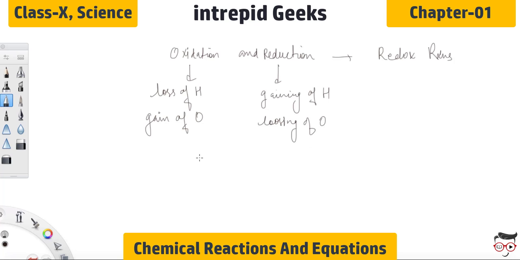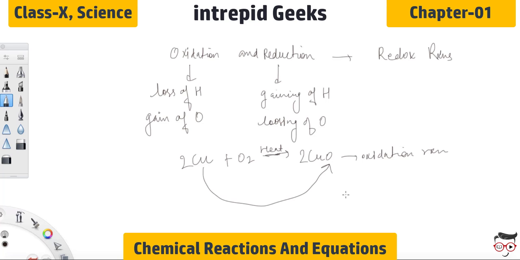For example, let's take a reaction: Cu, that is copper, reacting with oxygen forms copper oxide. Now if I try to balance it, it will become this. The reaction will take place in the presence of heat. So in this process, copper is getting oxygen. So this type of reaction is known as an oxidation reaction.